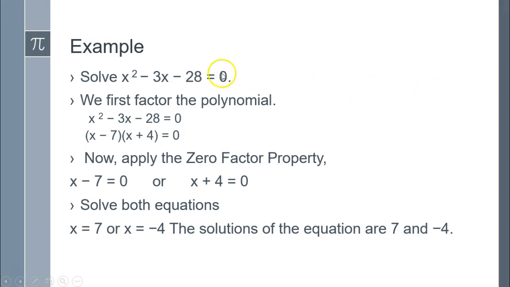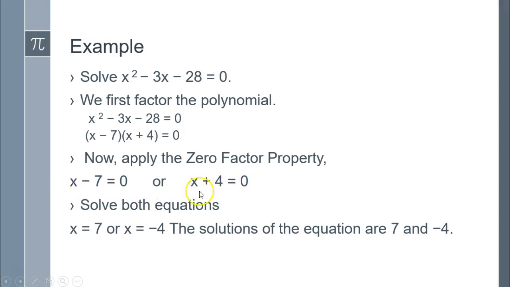So the first thing I check, is this in standard form? Yes, one side is 0, so I can use the 0 factor property. And that's the only time you can use the 0 factor property, is if one side is 0. So I factor the x squared minus 3x minus 28, and I get x minus 7 times x plus 4. Now I write an equation for each factor, so the first one is x minus 7 equals 0, and then the second equation I write is for x plus 4 equals 0.